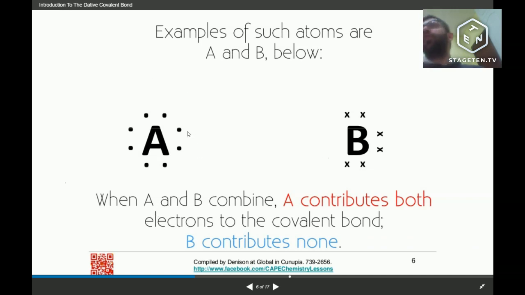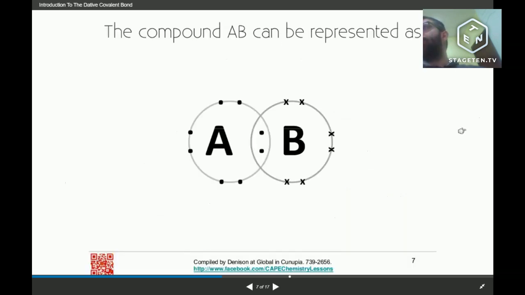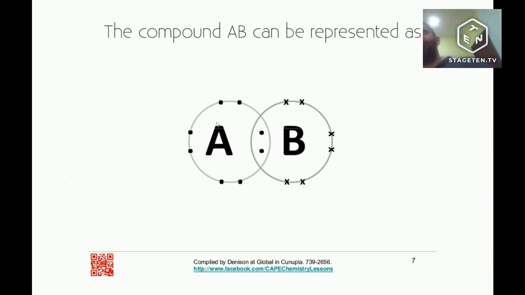So, A can give an electron pair to B, because A has 8 electrons and a lone pair, while B has 6 electrons and requires 2 electrons. Okay? So A can interact with B, and it would look something like this. Now, we should not be drawing shells, even in VSEPR, but it's okay to draw these for your own sake.